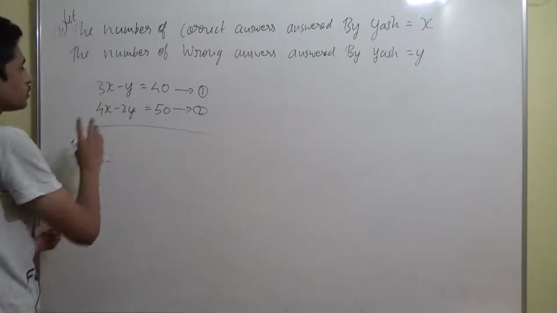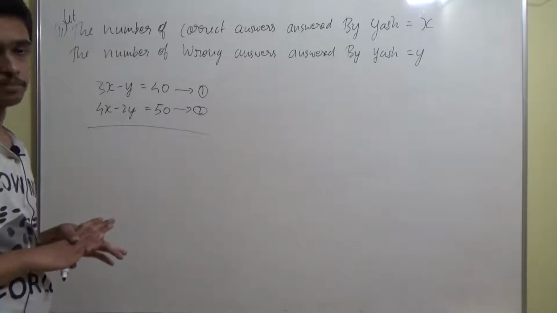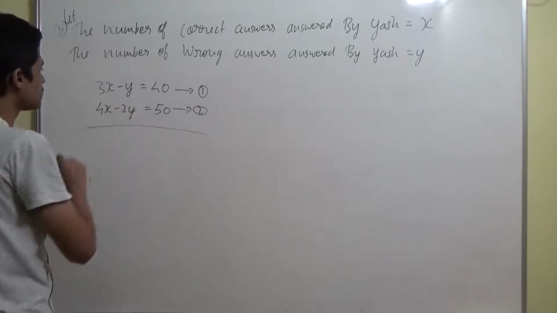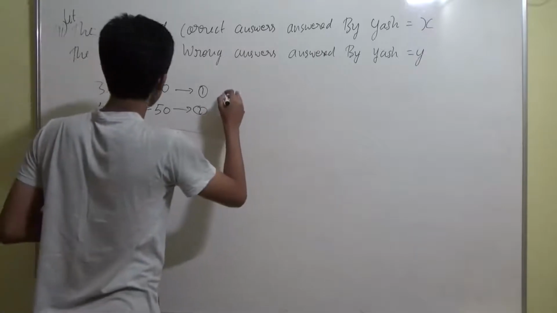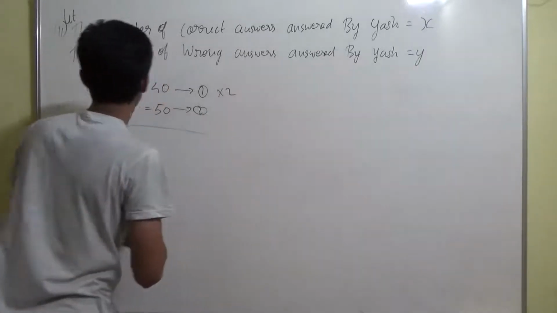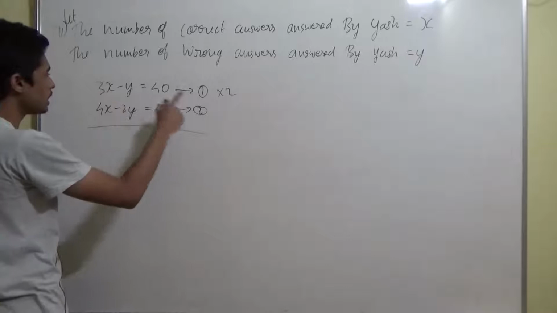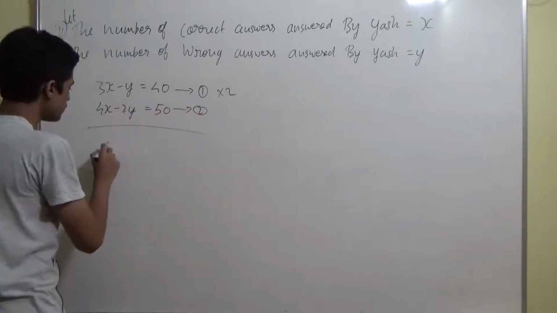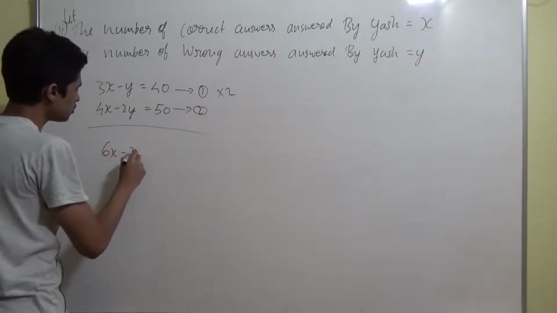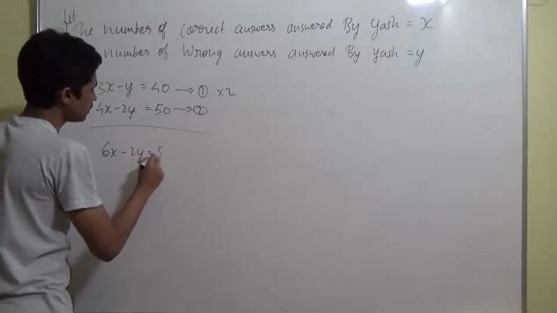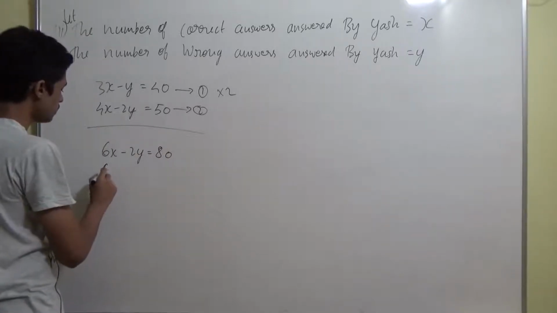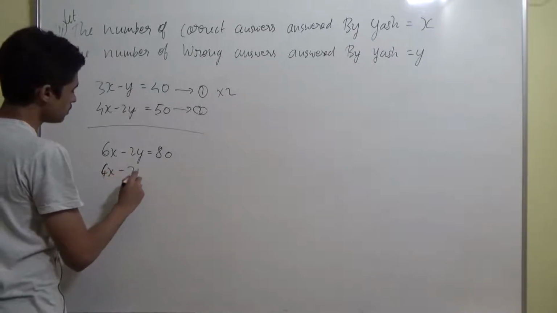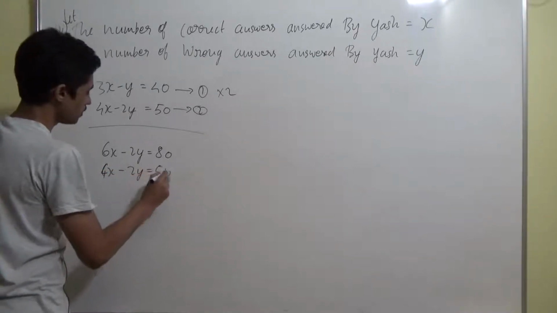So what should we do for the elimination method? Any two terms with the same variable should be equal for elimination. So let's make this term equal: here minus 2y is there, here minus y is there. Let's make it minus 2y as well. So I'll multiply the entire first equation by 2. That time it will become 6x minus 2y equal to 80. And the second equation we will write as it is: 4x minus 2y equal to 50.